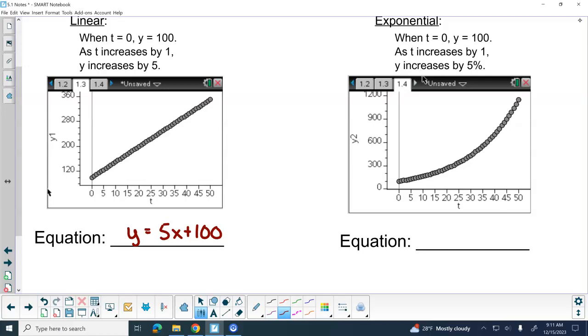So this one would be 100 times 1.05 to the x power. What's different between those two functions? There's no addition, but we could have an addition afterwards. Right now we're just plus 0 in that case, but we could still have that one. What else is different?